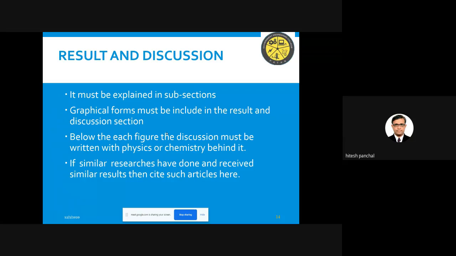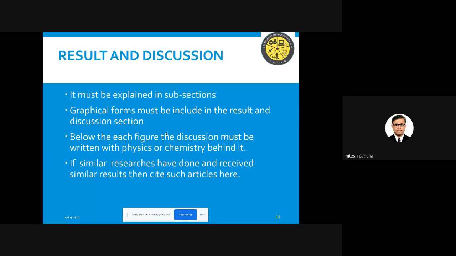And you can also add the physics and chemistry behind it. It is also possible that if similar researchers have done work and received similar results like you, then you can cite those articles. Otherwise, you will get plagiarism. So result and discussion is very important.